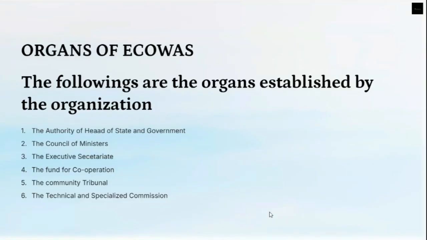The authority of the head of state or government is the highest authority in the organization, and is made up of the head of state and government within the sub-region. Then it is usually headed by the chairman, and the office is usually for 1 year. And it's actually rotational. They rotate it. Then the other one you see.